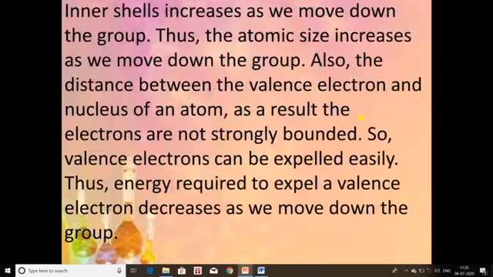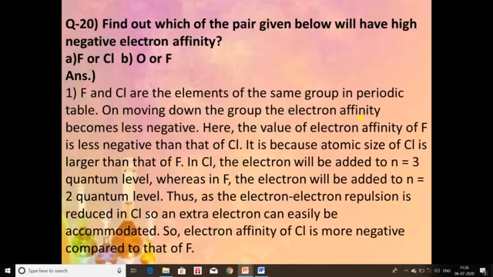Inner shells increase as we move down the group. Thus, the atomic size increases as we move down the group. Also, the distance between the valence electron and the nucleus of an atom increases. As a result, the electrons are not strongly bound, so valence electrons can be expelled easily. Thus, the energy required to expel a valence electron decreases as we move down the group.